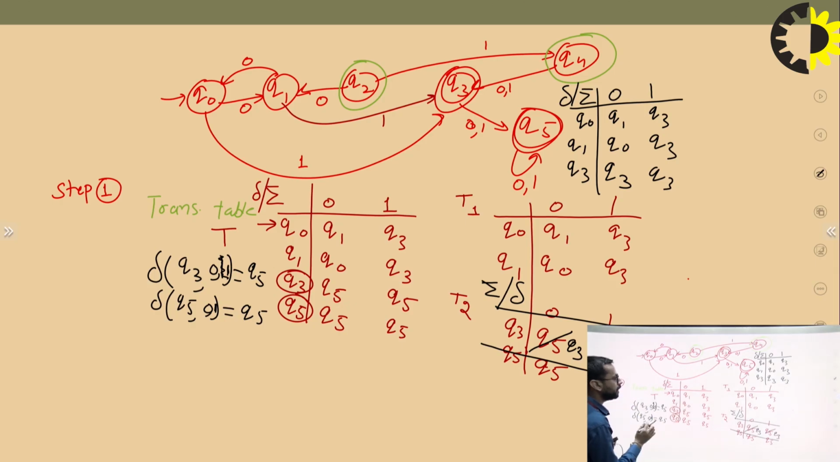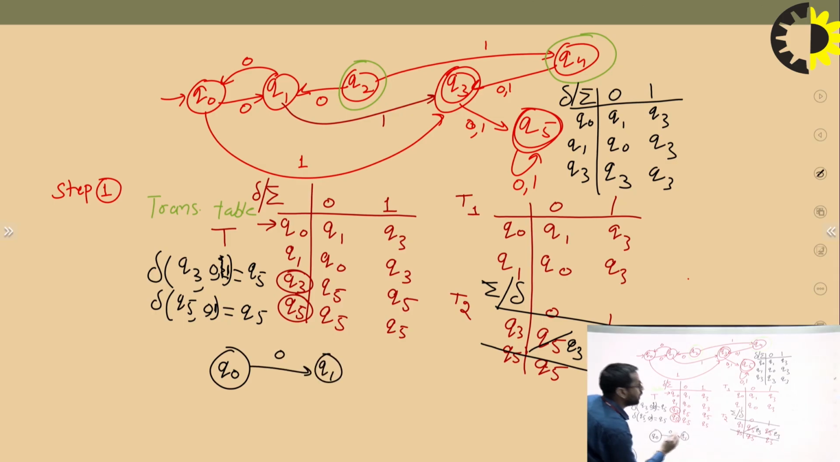We mention here Q0. After applying input symbol 0 it goes to Q1, and applying input symbol 1 it goes to Q3. When we apply input symbol 0 on state Q1, it goes to Q0, and it goes to Q3 when applying input symbol 1. For Q3, it is a self loop for input symbols 0 and 1.